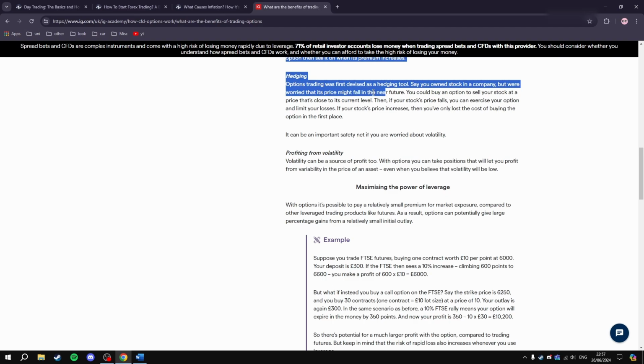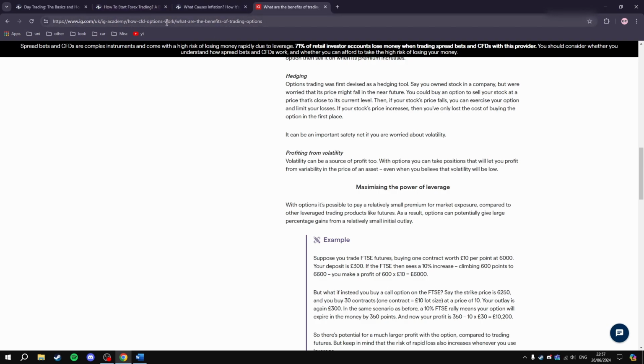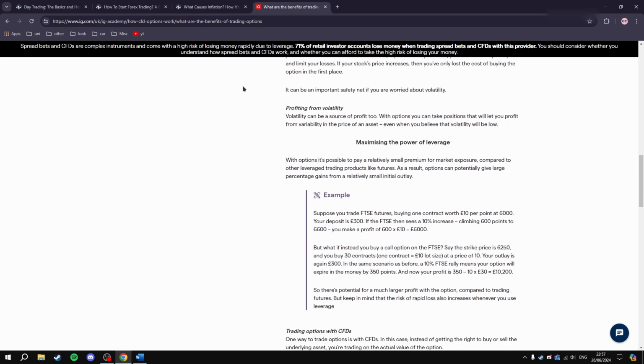Okay, hedging. Options trading was first devised as a hedging tool. Say you own stock in a company, but were worried that its price might fall in the near future. You could buy an option to sell your stock at a price that's closer to its current level. Then if your stock price falls, you can exercise your option and limit your losses. If the stock's price increases, then you've only lost the cost of buying the options in the first place. It can be an important safety net if you're worried about profitability, about volatility.